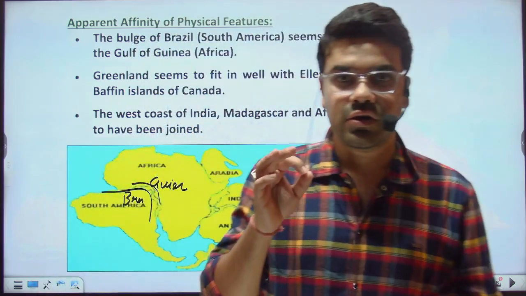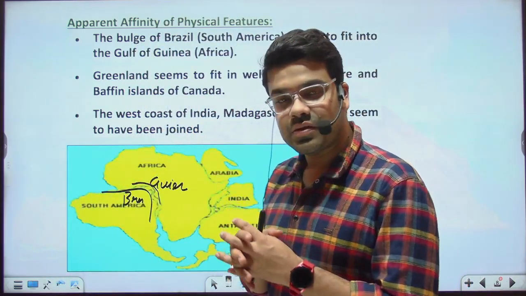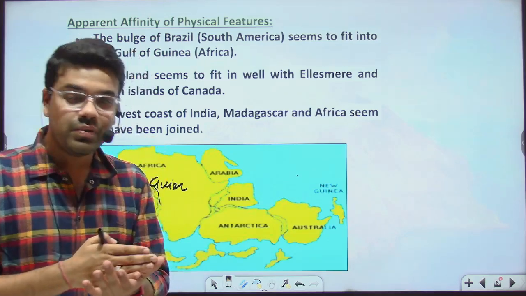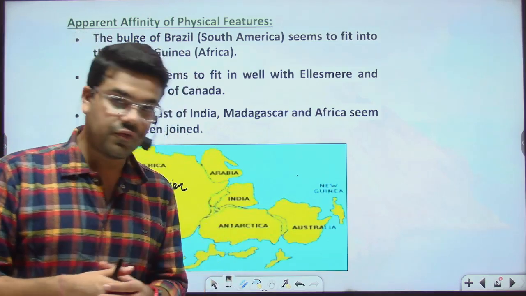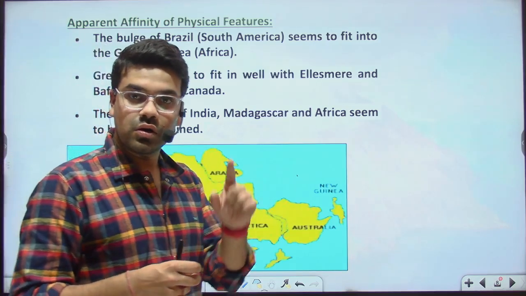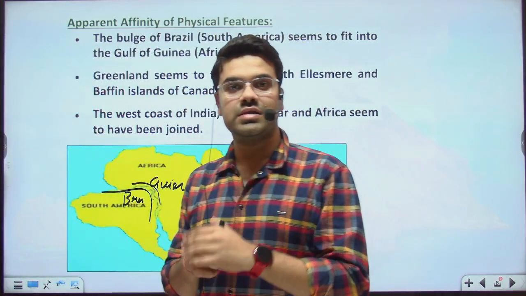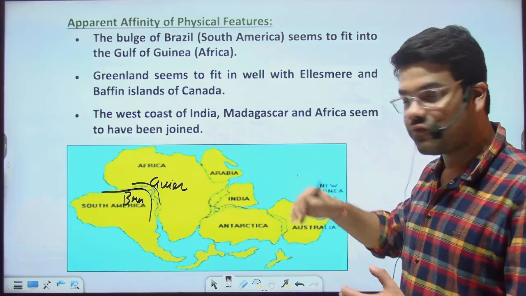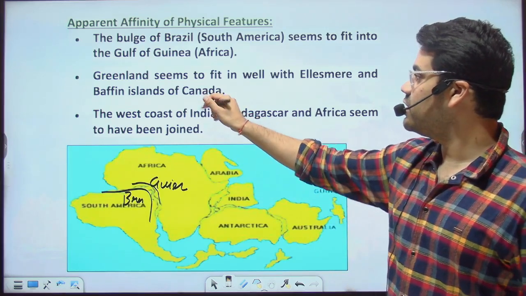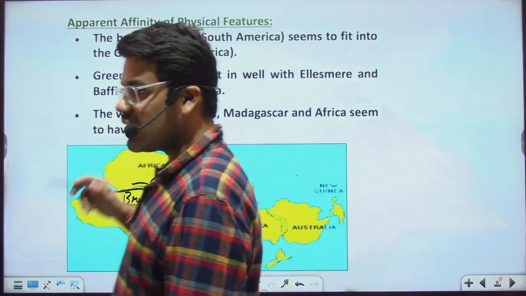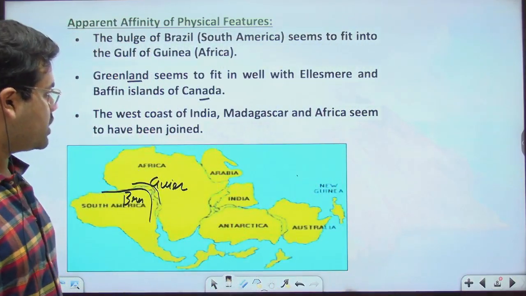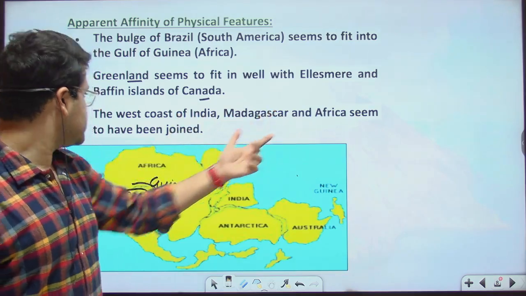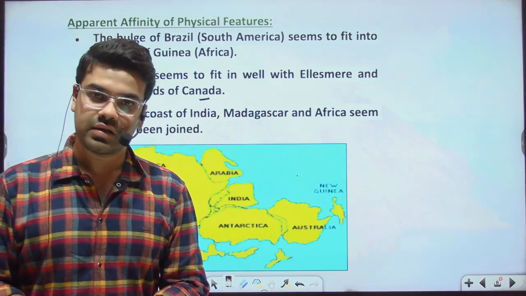Exactly, the continents were not fitting like puzzles because of erosional features of air, water and wind, but approximately 1,000 meters beneath the continent, they were easily getting fixed. So it shows that Gondwanaland must have existed. Similarly, the evidences were for Antarctica and India. See, they all are getting fixed like a puzzle. Similarly, Greenland fits with Canada. The west coast of India and Madagascar and Africa seem to have been joined. These are the evidences.